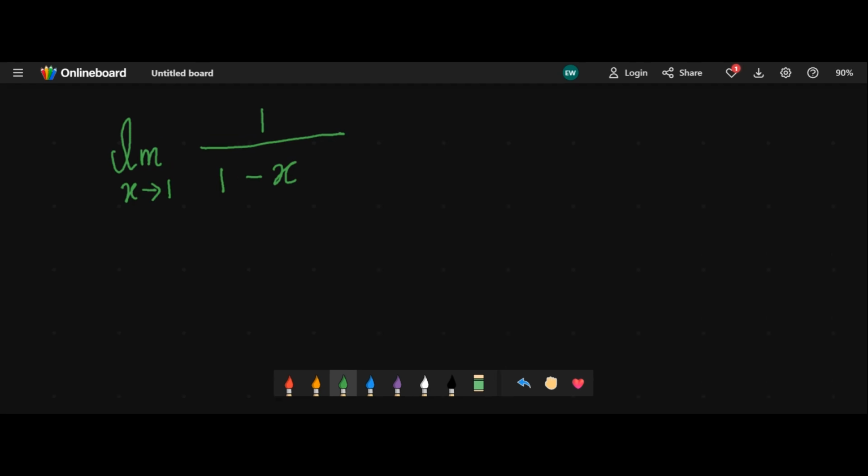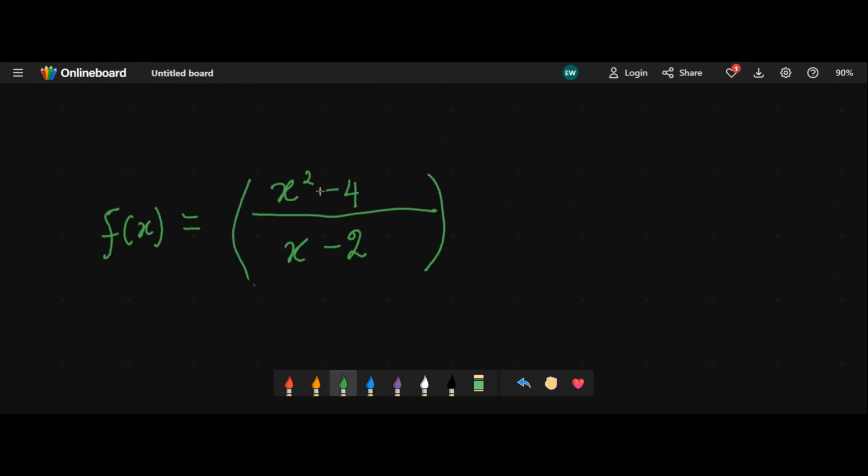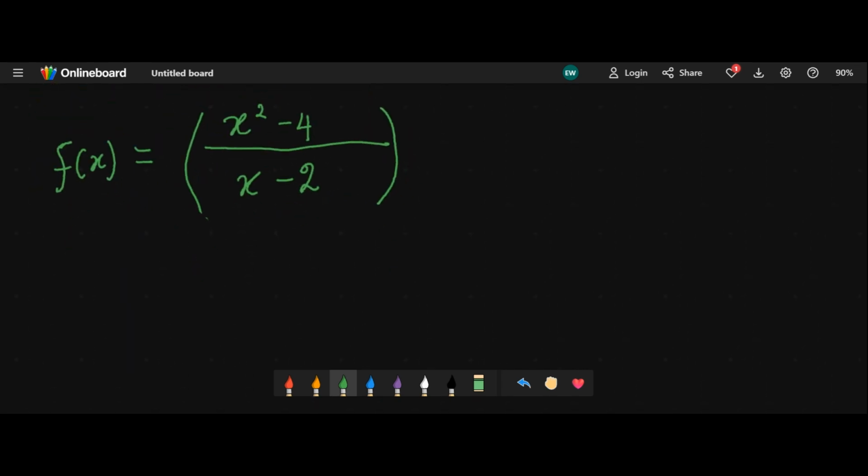Limit x approaches 1, 1 divided by 1 minus x. To understand this question, we have to see a different example, right? You see here, f(x) is equal to (x squared minus 4) divided by (x minus 2), right?